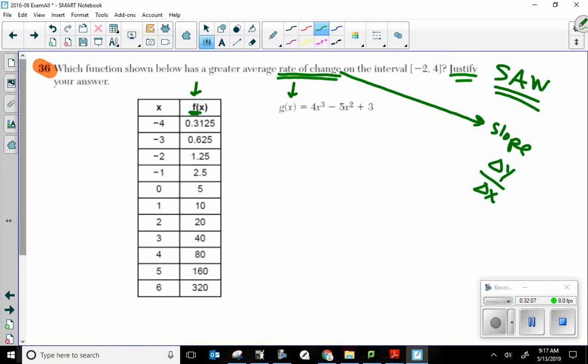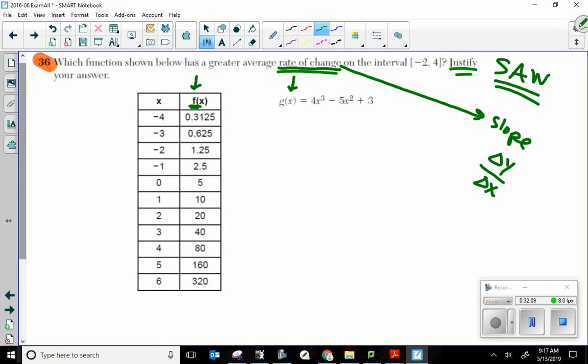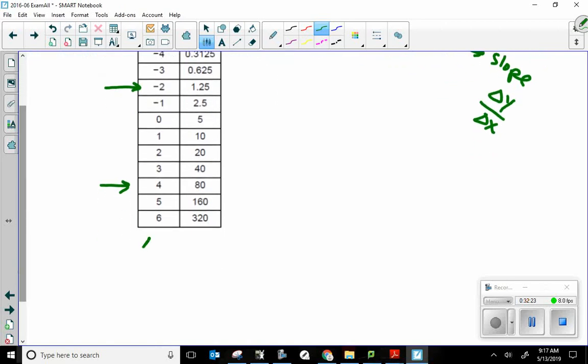All right, so if I want this from when x is -2 to when x is 4, here's when x is -2, here's when x is 4. Let's do change in y over change in x down here. Change in y over change in x would be from 80 to 1.25. So 80 minus 1.25 all over 4 minus a negative 2, because that's my change in x.